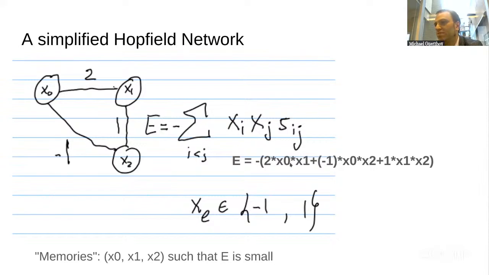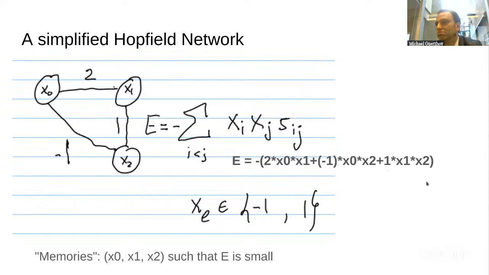So we only have 3 pairs of x's where i is smaller than j, and these are x0, x1; x0, x2; and x1, x2. And then the product: s_ij is the weight between i and j, I'll change it to w. Then we multiply by the weight. So 2 times x0 times x1, and then x0 times x2 times minus 1. So that's this one. And then x1 times x2 times 1. So that's this term. That's all it is.